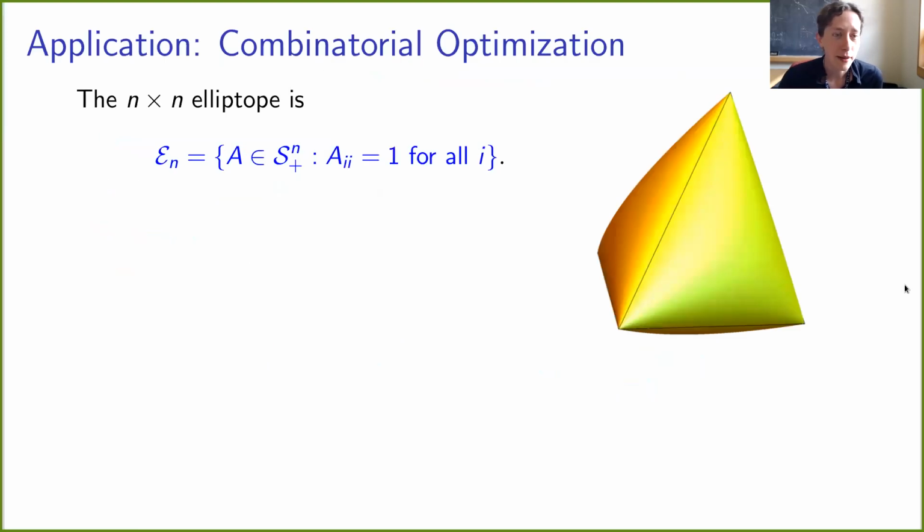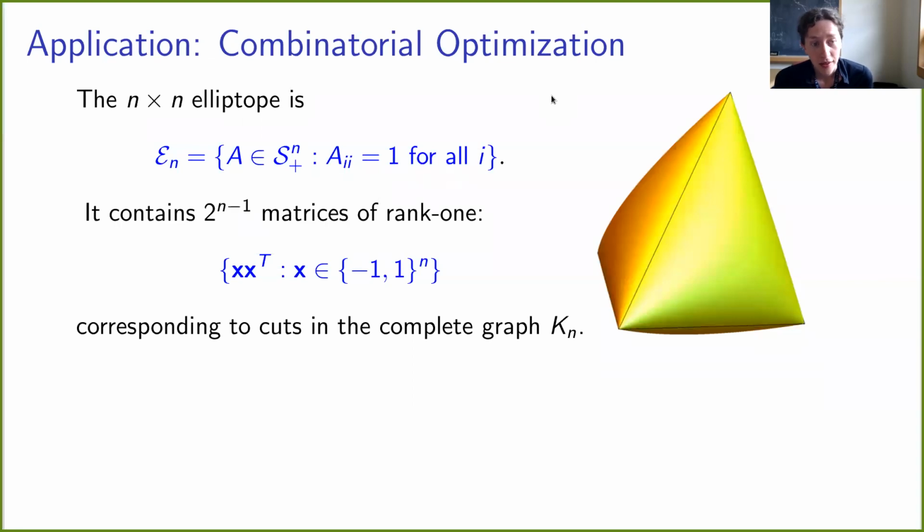And so maybe before digging into the geometry too much, I just want to go through some of the canonical examples. So one is this elliptope. I gave you the 3 by 3 elliptope, just pictured here. This is the set of n by n symmetric matrices that are positive semi-definite and whose diagonal elements are all equal to 1. And it's not too hard to check that this contains 2^(n-1) matrices of rank 1, namely matrices of the form x x transpose, where x is a vector of 1 and minus 1s.